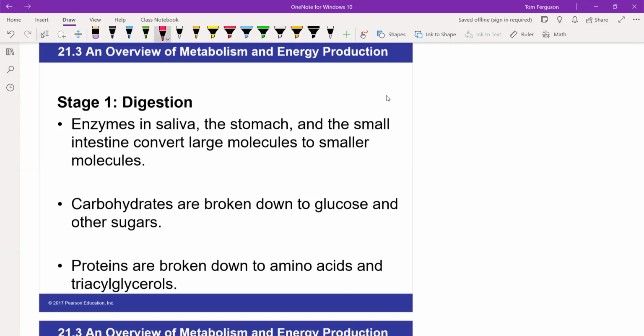Not so much digestion, enzymes. So proteins are done. The proteins, fats, and carbs. Small intestine. Stomach does proteins, and saliva does carbs.